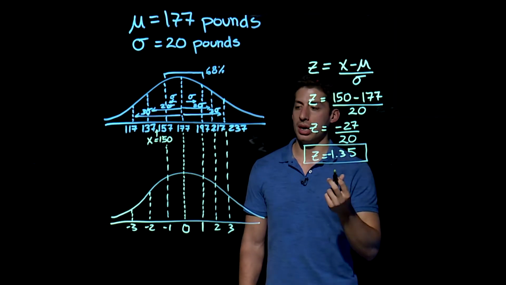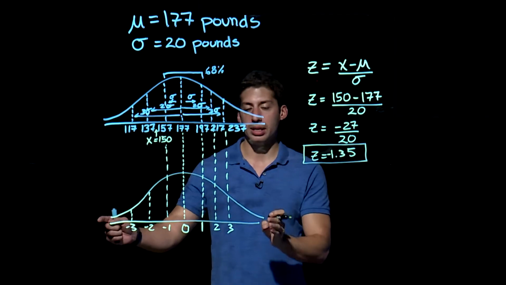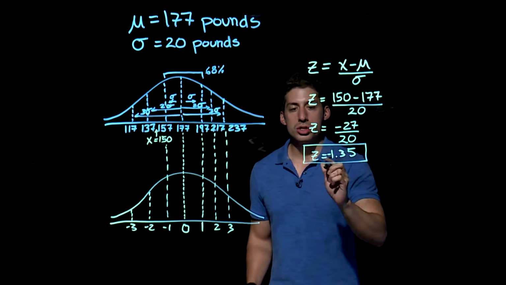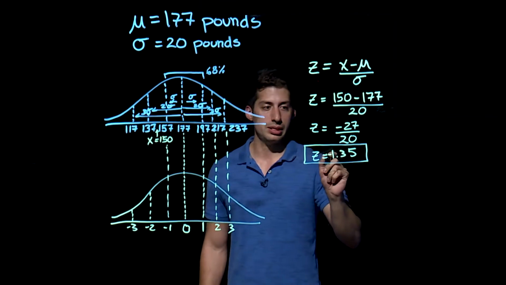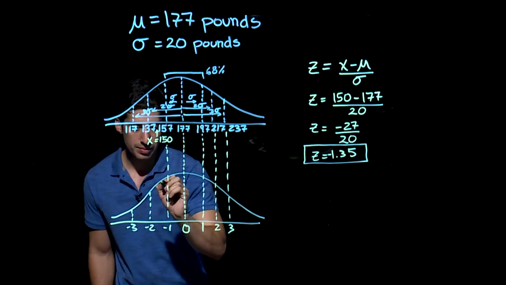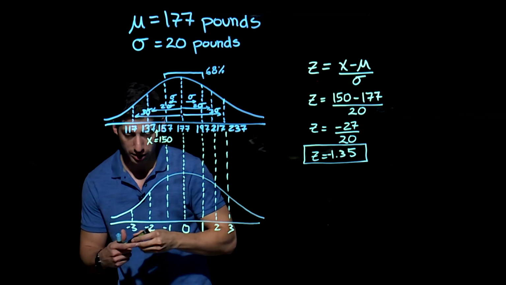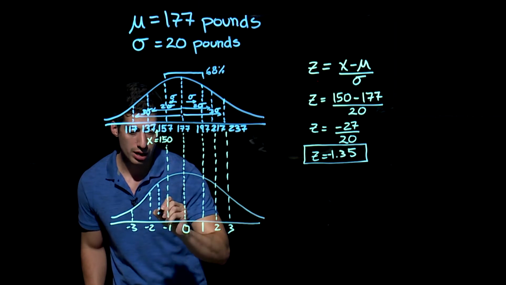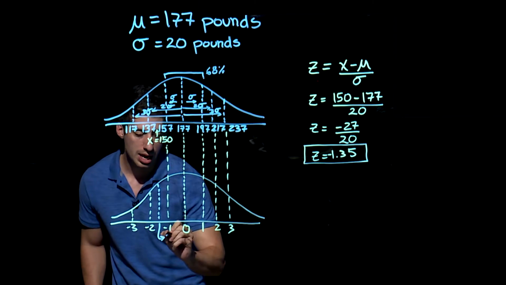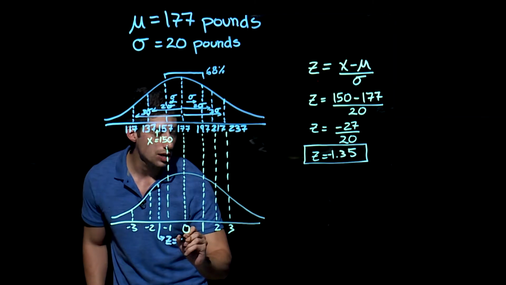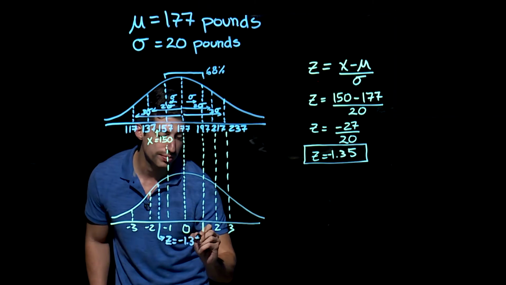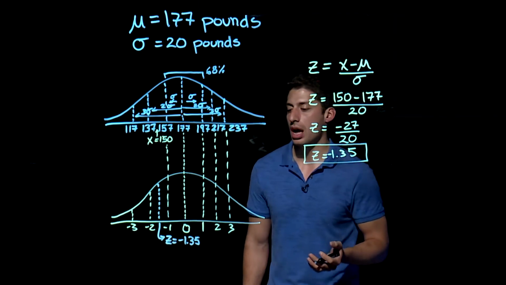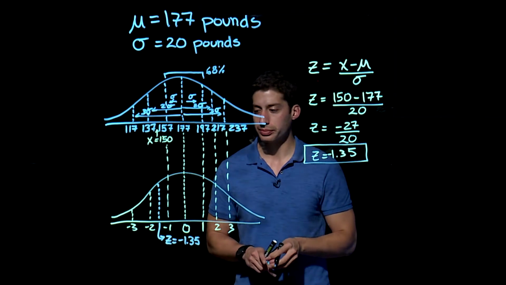Remember that I told you that we obtain the standard normal curve by applying this formula and rescaling the entire variable. So if we plotted this z-score in our graph, and let me use a different color so that you can clearly see, it would be right here. And this is our z, negative 1.35. So z is the number of standard deviations away from our mean of 0.